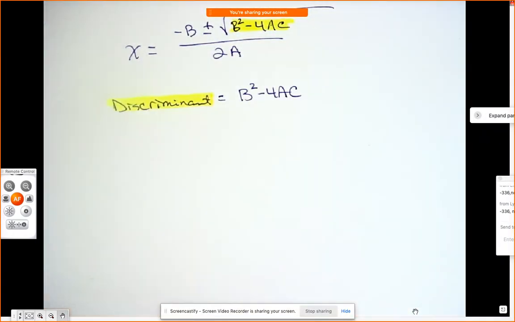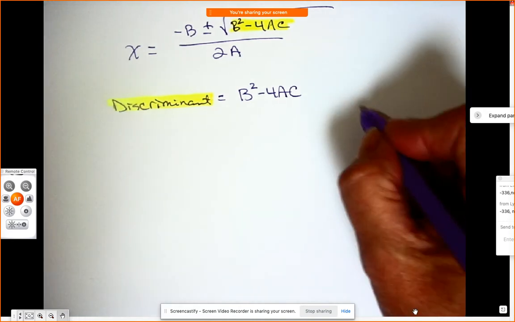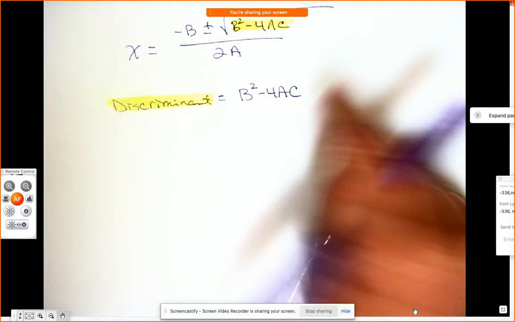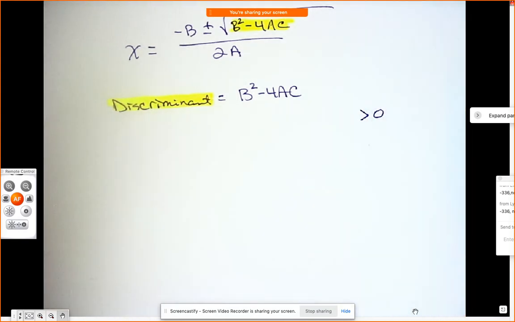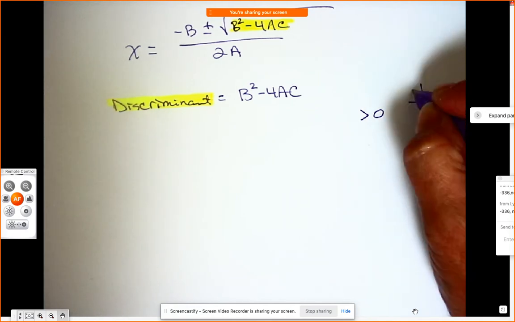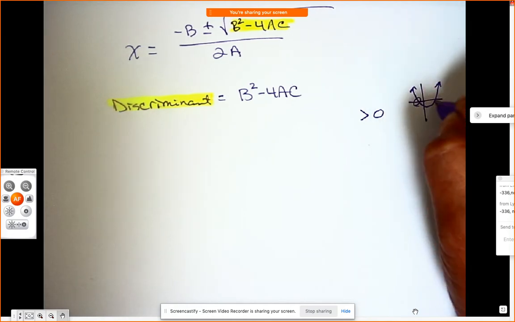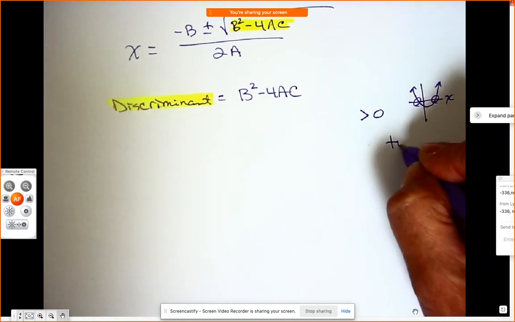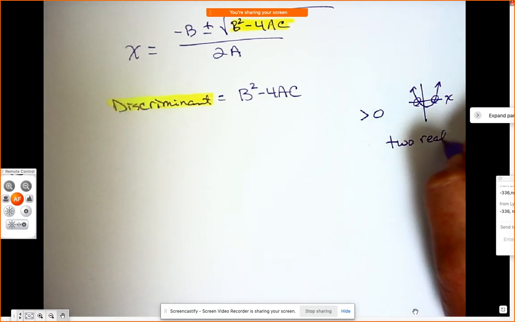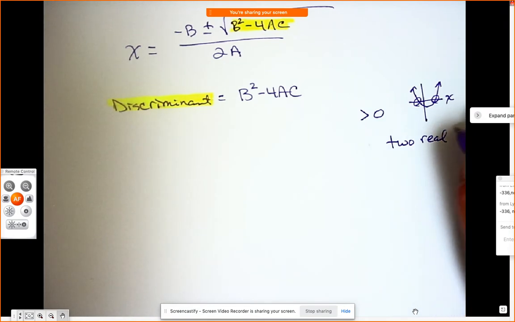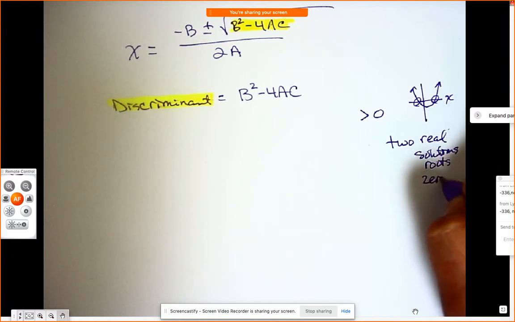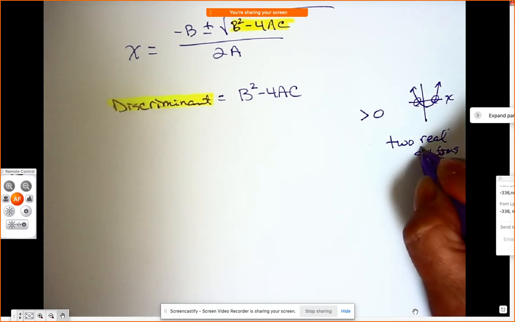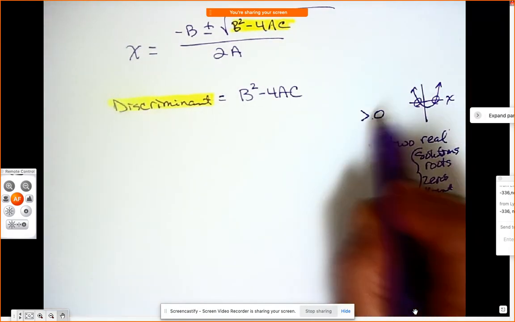That's what the discriminant is. Once we evaluate this and get it down to a number, if the discriminant is greater than 0, a positive number, you're going to have a graph with two x-intercepts. So I'm going to say two real solutions. They could be called solutions, roots, zeros, or x-intercepts. It's going to have two of them when it's greater than 0.